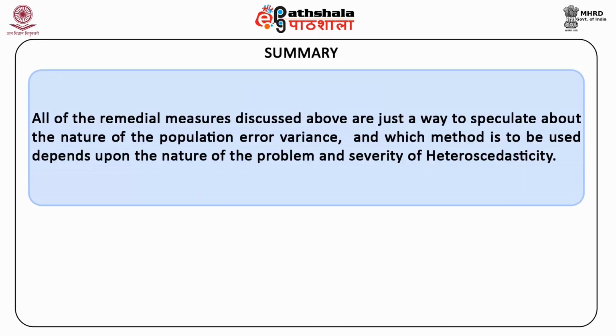To summarize, heteroscedasticity means unequal variance and is a violation of the assumptions of the classical linear regression model. When it occurs, the estimators no longer remain BLUE, and hence we require remedial measures. We discussed various remedial measures which were classified into categories of known true error variance and unknown true error variance.